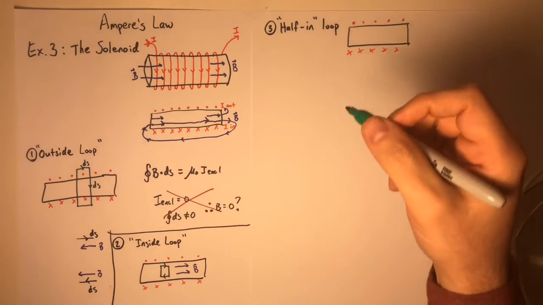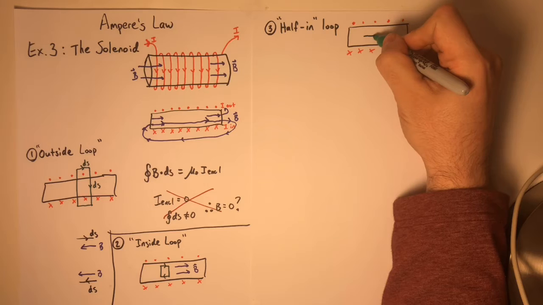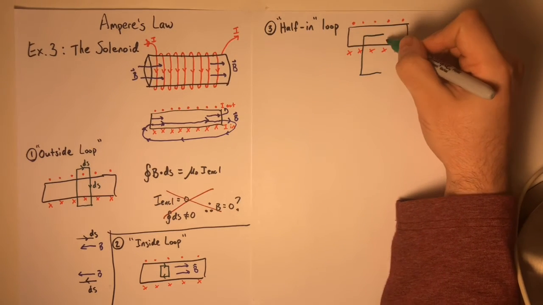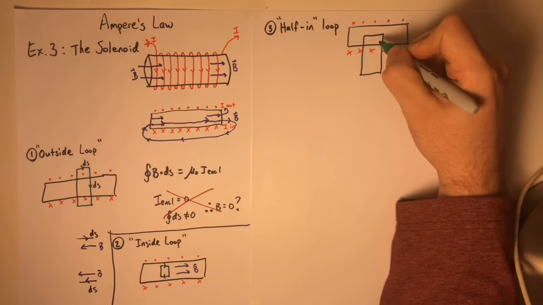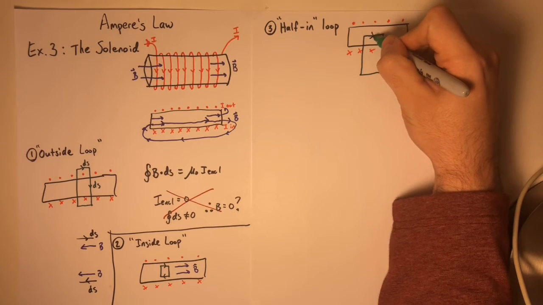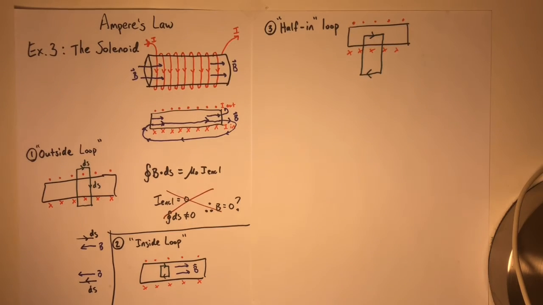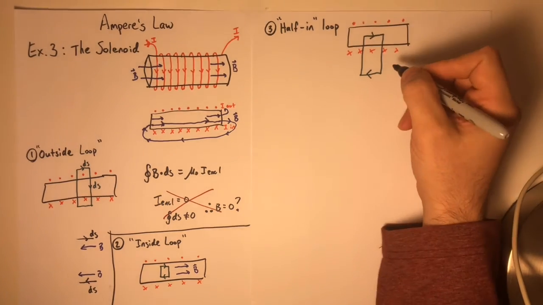So what ends up being the solution is that you make your Amperian loop live half in and half out of the solenoid. We can once again choose a clockwise loop, and this allows us to take advantage of some interesting geometry here. Let's take these one at a time.